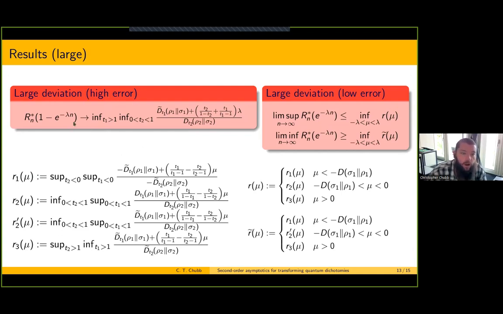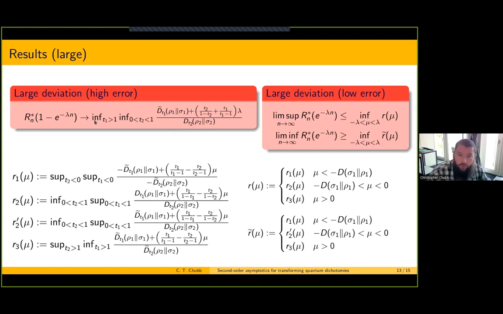In the high error case, we have an error exponentially close to 1. This expression isn't too bad. Now we get the Renyi entropies showing up, sandwiched and petz, and we get some optimization of these expressions. In the low error case, things are a little bit more complicated.